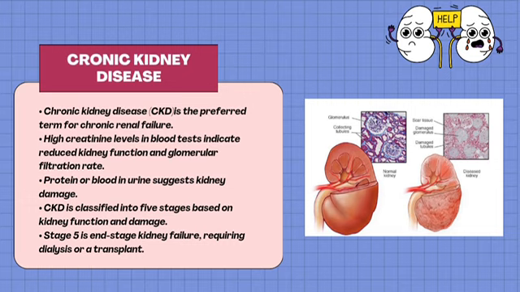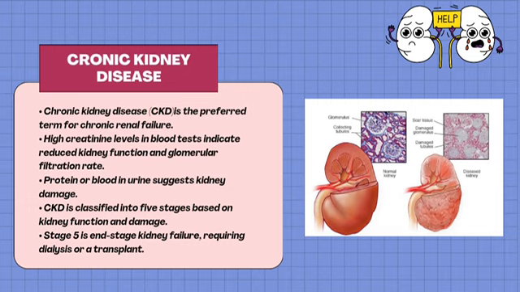CKD is classified into 5 stages based on how well the kidneys are working, measured by the glomerular filtration rate. Stage 1 indicates mild kidney damage, while Stage 5, which is end-stage renal disease, means the kidneys have nearly or completely failed, requiring dialysis or transplant. In the early stage, CKD often has no symptoms.